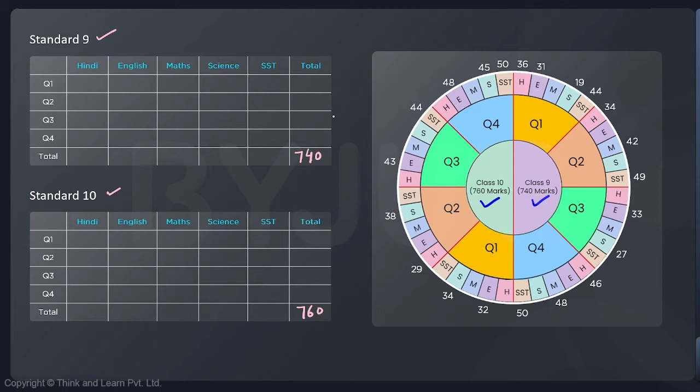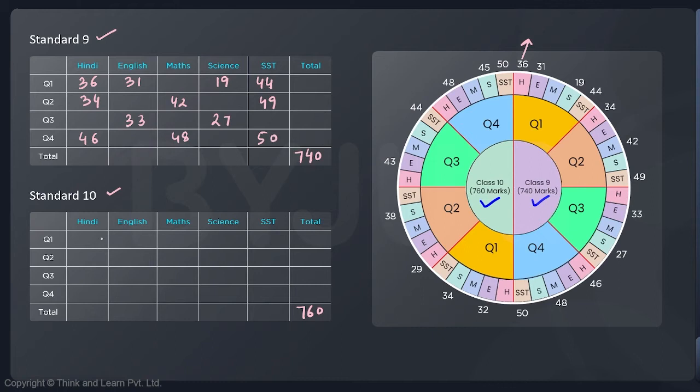After that, for each quarter, some of the scores are already there with us. For example, you can see here that in quarter 1 of 2009, that is class 9, his score in Hindi is 36. Similarly, in English, it is 31. In science, it is 19. In SST, it is 44. Then in the next quarter, Hindi has got 34. Mathematics has got 42. SST has got 49. Next quarter, English has got 33. Then I see science has got 27. Then quarter number 4. The quarter number 4 has Hindi 46. Then mathematics 48. And finally SST as 50.